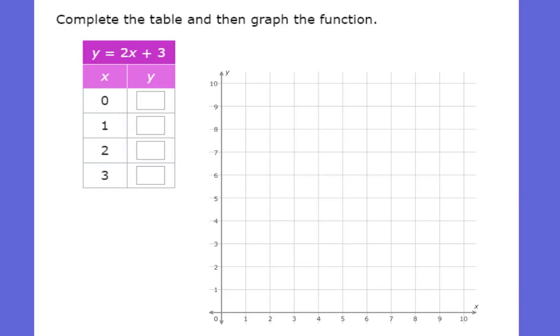Anyway, complete the table and then graph the function. Again, we've given you an equation up here at the top. I'm going to write it down here at the bottom. Y equals 2x plus 3.